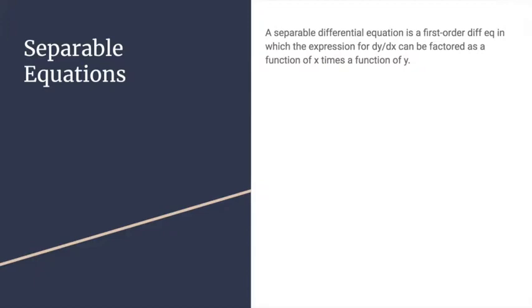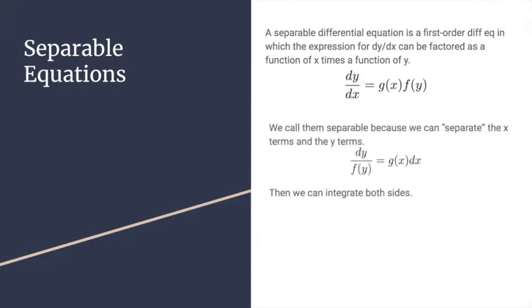So typically what happens is we have a first order differential equation that can be factored as a function of x times a function of y. So something like this. So dy dx in this case equals g of x times f of y. We call them separable because we can get the y parts together on one side and the x parts together on the other side, and having those variables separated means that we can then integrate both sides, which will look like this.